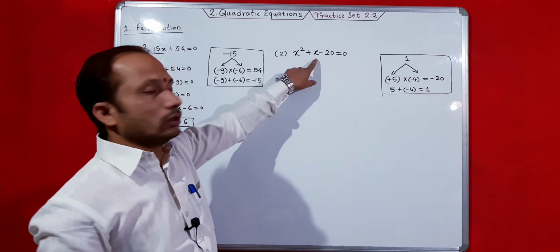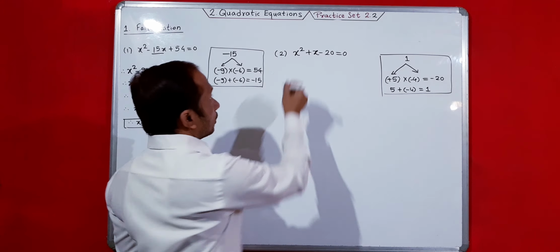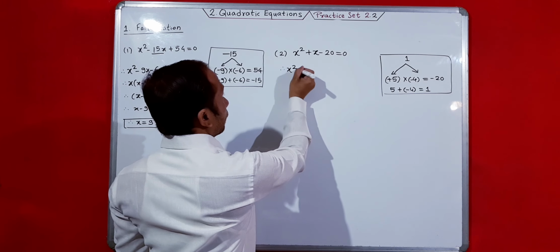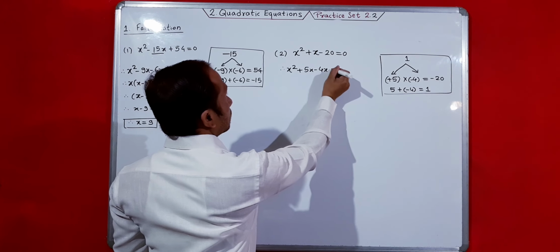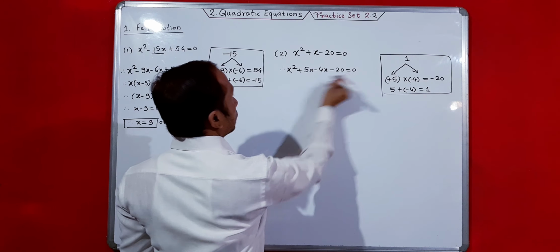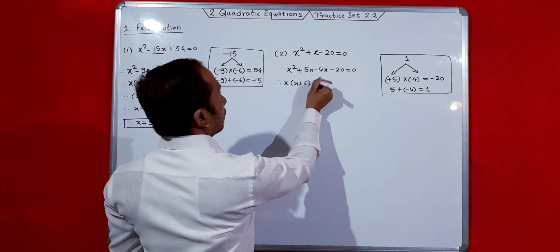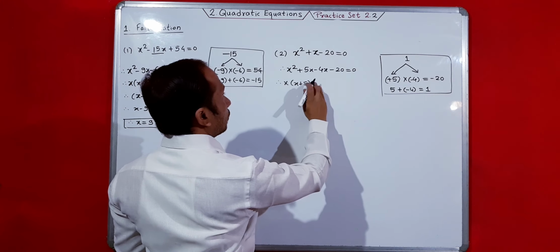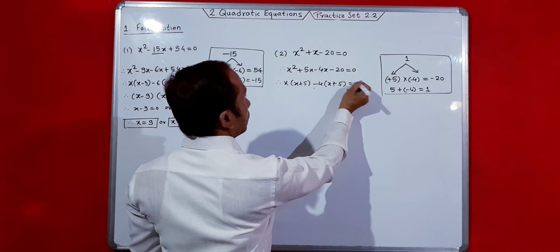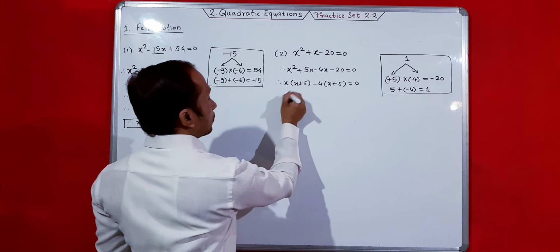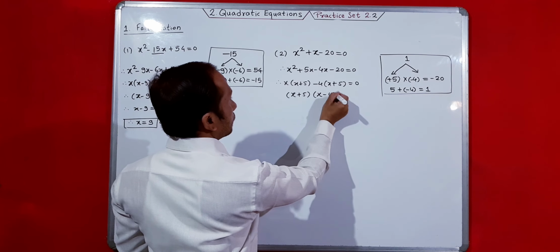Okay, this is number 1. So you have to factorize the middle number. Don't forget this thing, middle number only. Therefore I will write x square plus 5x minus 4x minus 20 is equal to 0. Therefore x plus 5, then minus 4 take out of the bracket, x plus 5 is equal to 0. X plus 5 is common, take it in a separate bracket, x minus 4 is equal to 0.